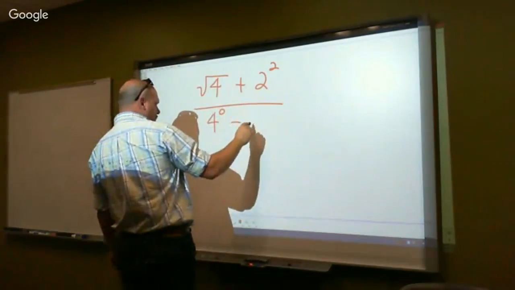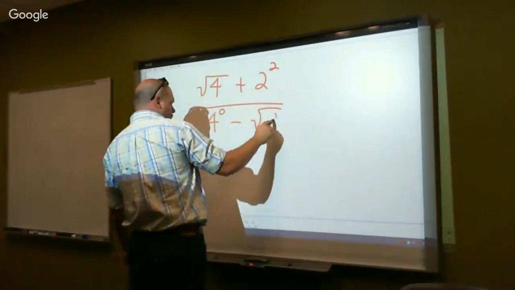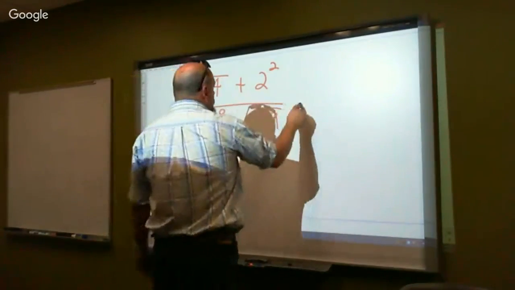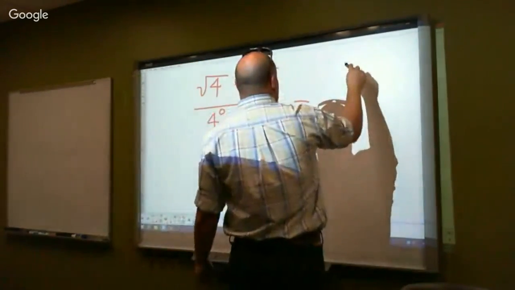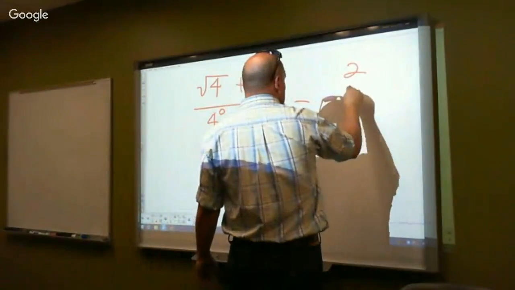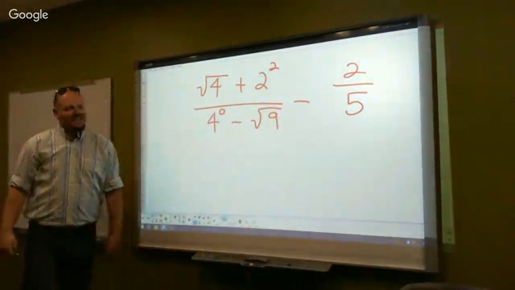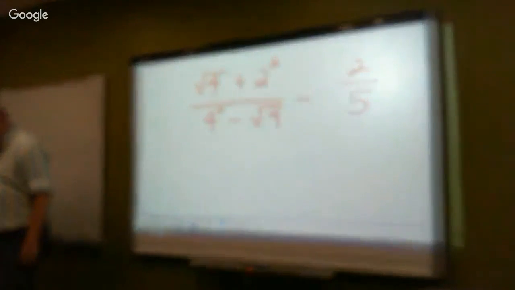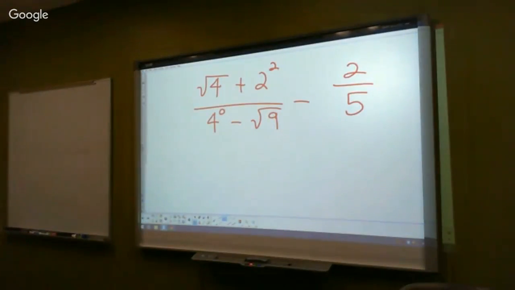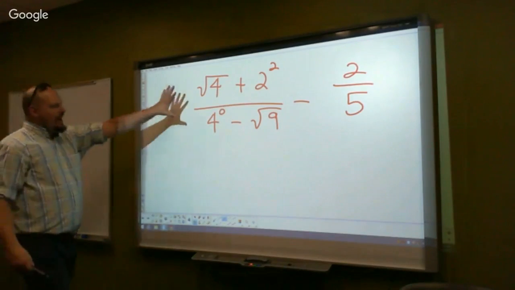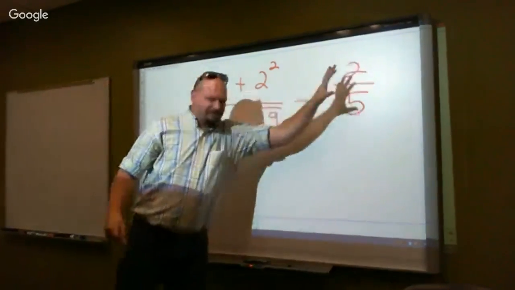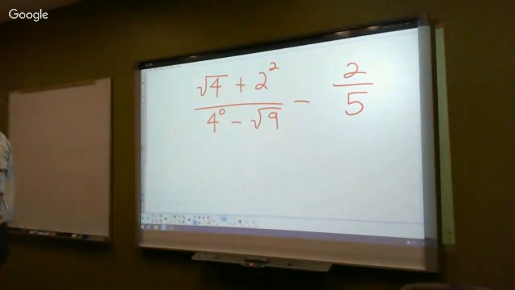We'll say this: square root of 9 minus. Oh, it's a two-part. Let's do it. So is that an exponent? This fraction minus this fraction. Got you. I think.